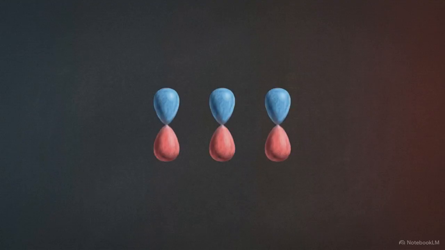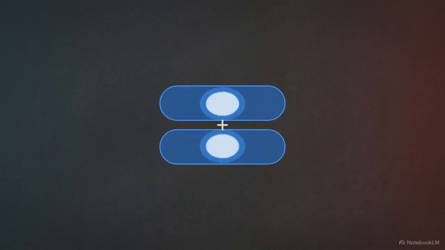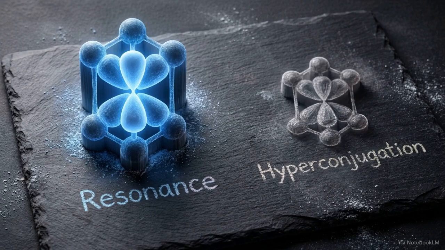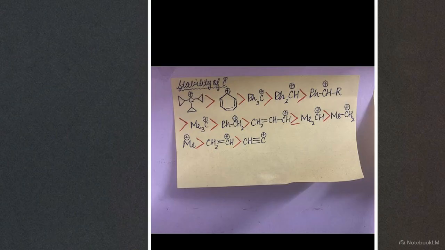Tier 3 involves pi resonance, where the charge is shared through overlapping p orbitals. This is usually considered a far more powerful stabilizer than hyperconjugation. However, the empirical data on this note highlights a specific case where that assumption is incorrect. The non-resonant tert-butyl cation actually outranks the resonant benzyl cation.